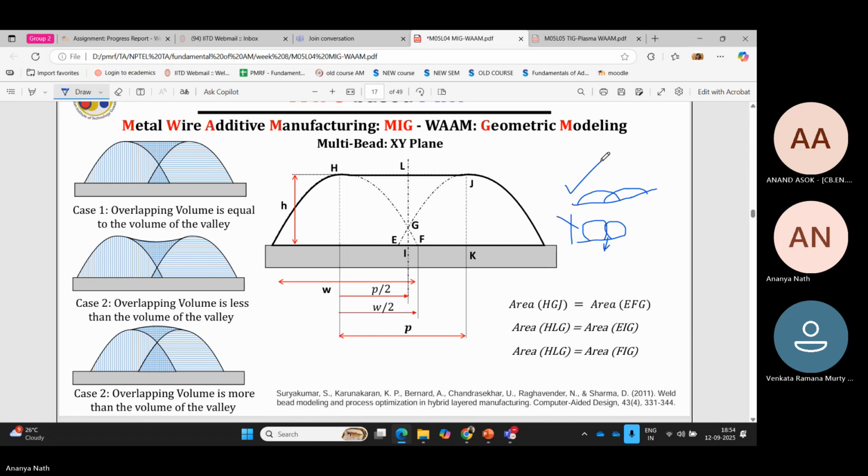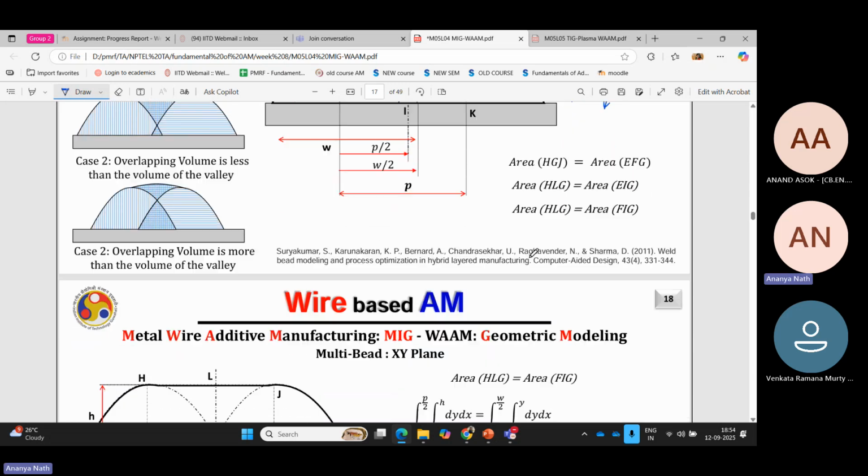Okay. So it should not be the obtuse angle in the contact angle. So this is the contact angle. It should not be the obtuse angle. It should be the acute angle from here. Okay. So that will be considered as a good bead.